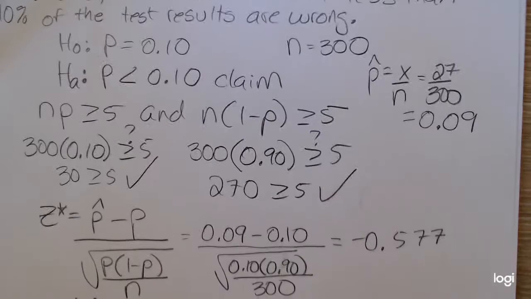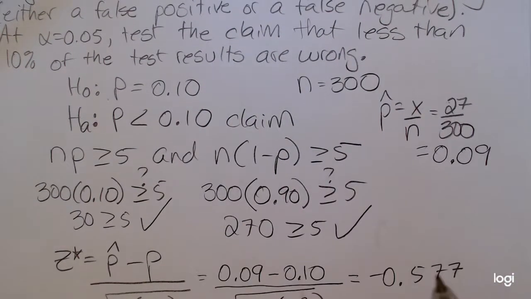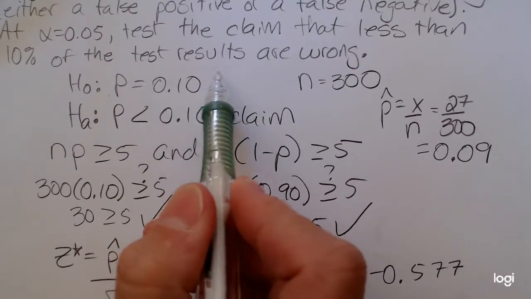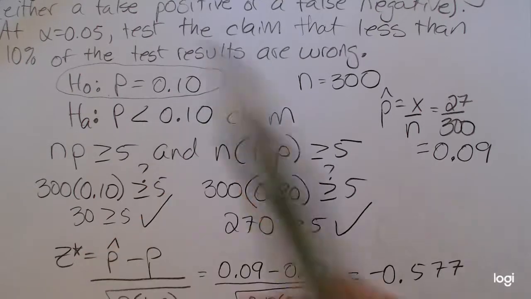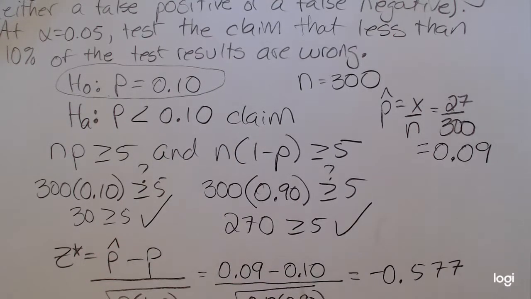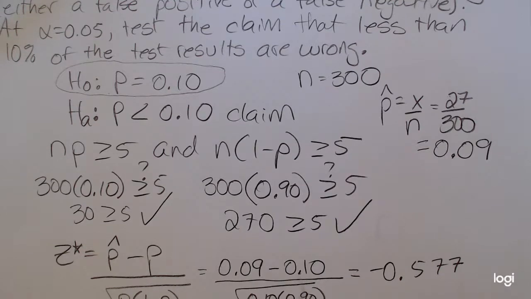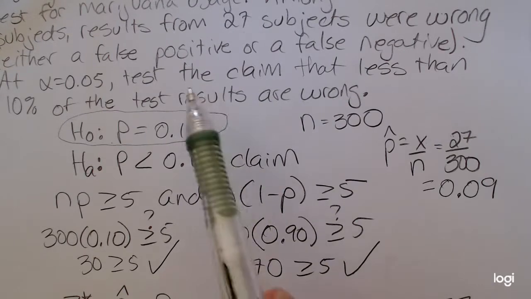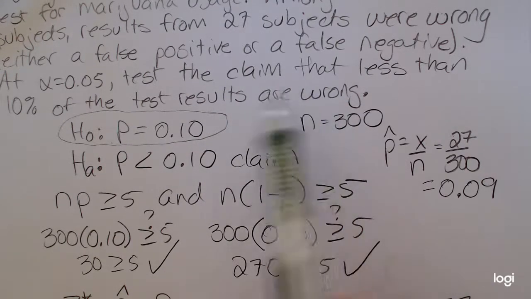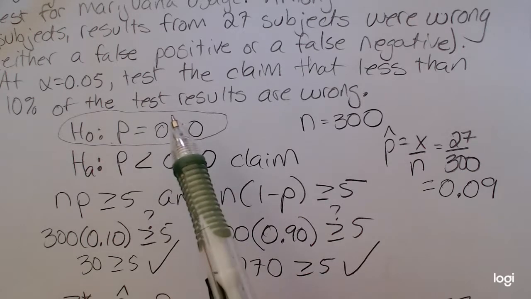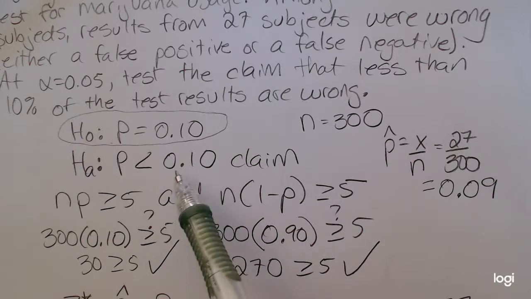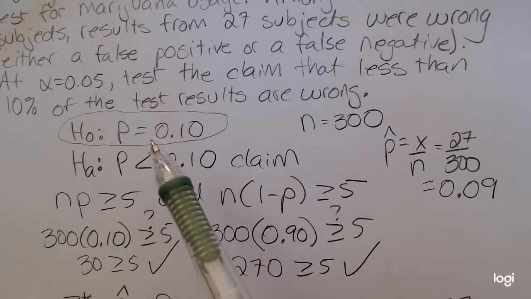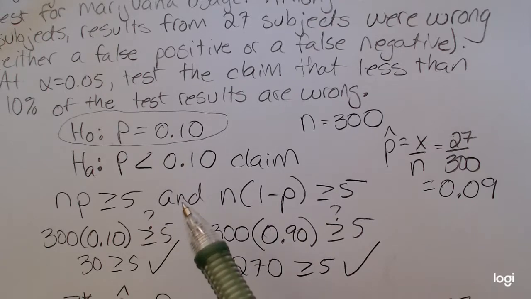Okay, so in terms of a decision, looking at our null and our alternative with respect to the claim, the null hypothesis is the quote-unquote winner here. The null hypothesis is not the claim in this problem. So when we're asked to test the claim that less than 10% of the test results are wrong, there is not enough evidence to conclude that less than 10% of the test results are wrong.